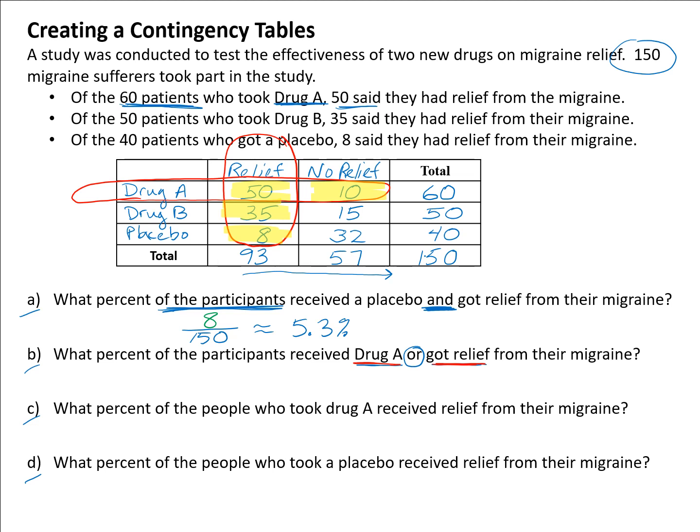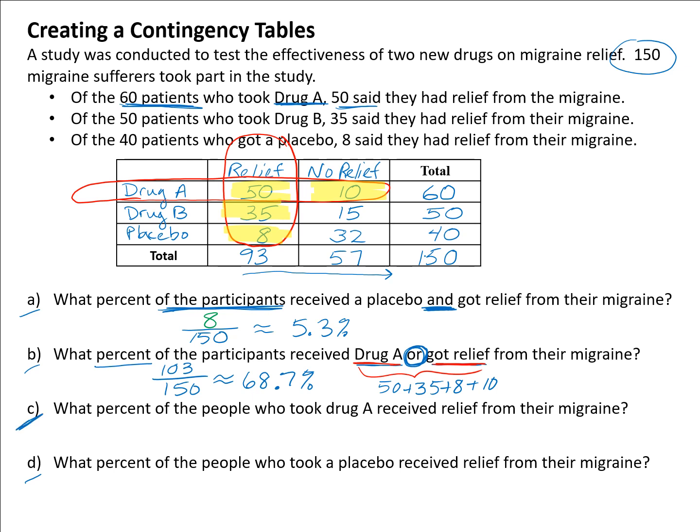So when I look at all of those people, the people who received drug A or got relief, that would be 50 plus 35 plus 8 plus 10. Just make sure you add each of those numbers once. That would be 103 people altogether, out of all the participants, so 150. Doing the division and shifting the decimal to get a percent, we would get 68.7%. Again, I'm rounding there. So be careful to get all of both qualities and make sure you don't have any overlap.